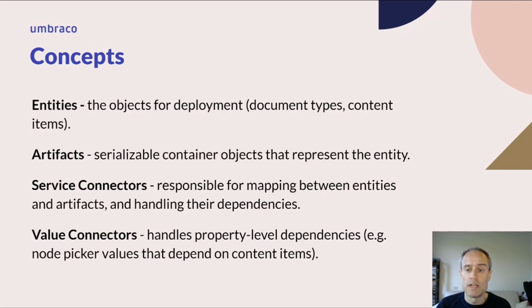And finally, we have value connectors. These also manage relationships, but at the level of a property. So within Umbraco, we could have a content item with a property of a form picker. And the value connector for the form picker property editor would relate the selected form to the content for deployment.